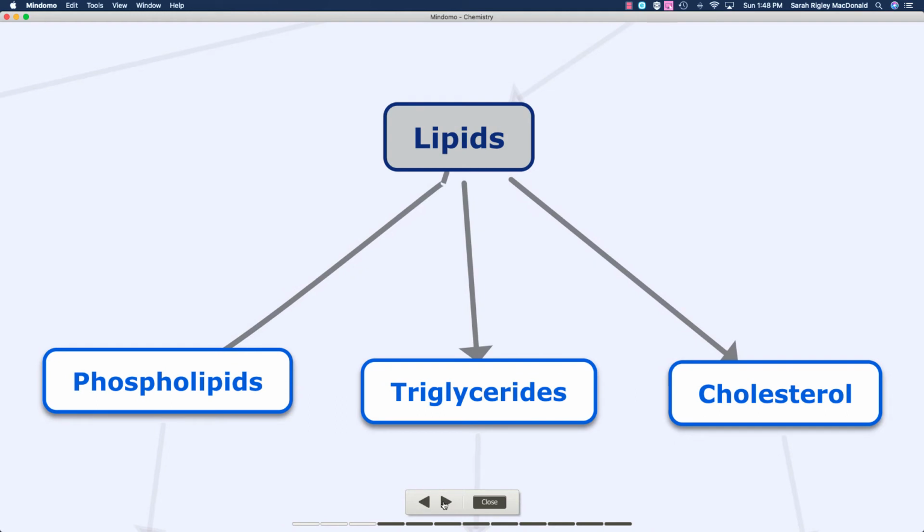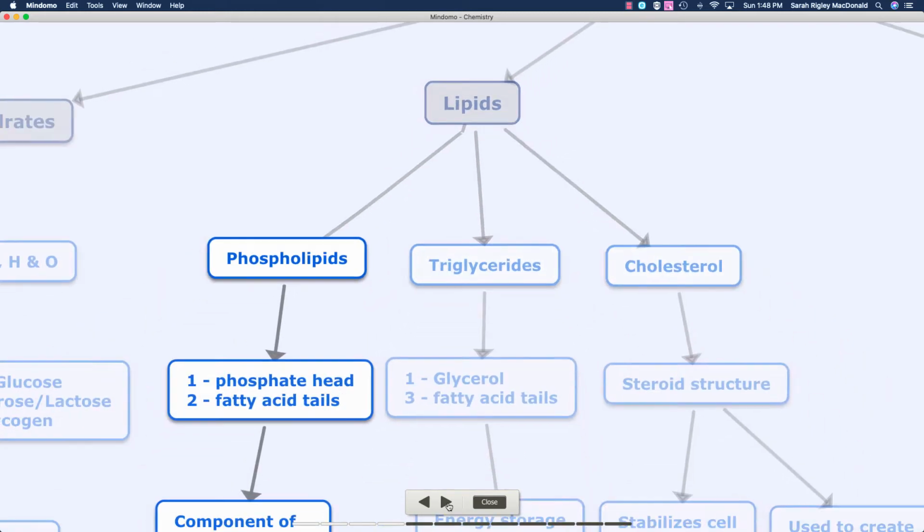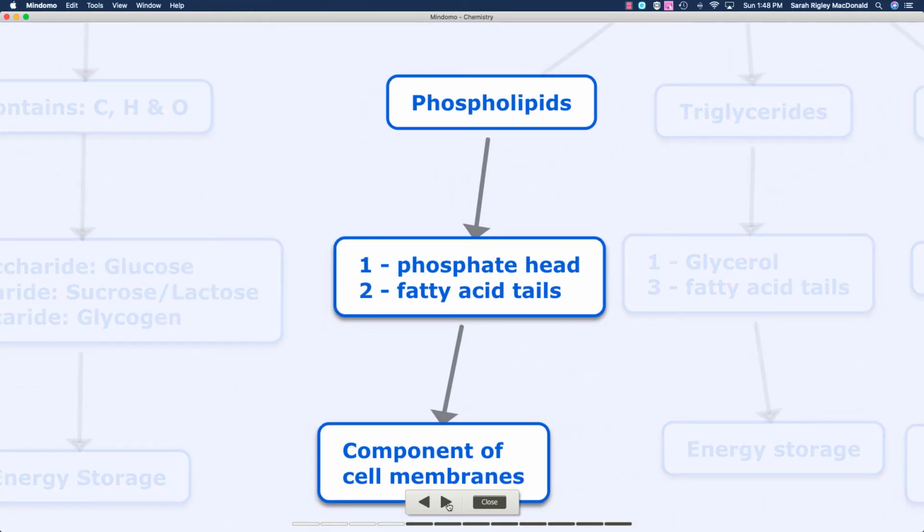For lipids, we have three categories as well. We have our phospholipids, our triglycerides, and cholesterol. You've probably heard of triglycerides and cholesterol before, but probably not in this depth. So the first one we're going to talk about is phospholipids. Now the name already tells you what's in it. So there's phospho, so phosphate, and lipids. So here you have a phosphate head and two fatty acid tails. The function here is that these become components of membranes.